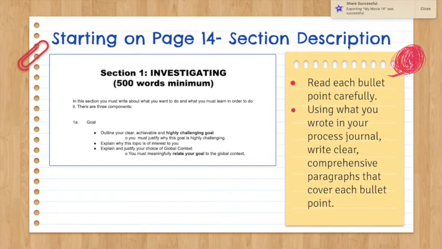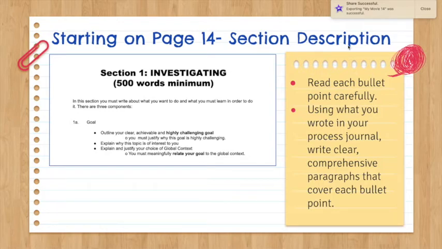Starting on page 14 is the section description. Once you've already done the bullet points from page 7, and you've done that first little section, go to page 14, which has the section description. In that section, you have to write about what you want to do. So this is actually writing of the report. Here it says 1A, which is that first little section. It corresponds to the section I described from page 7.